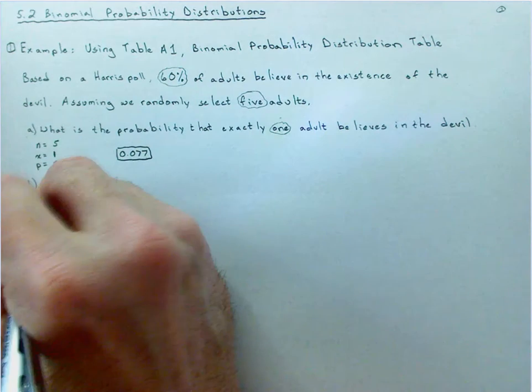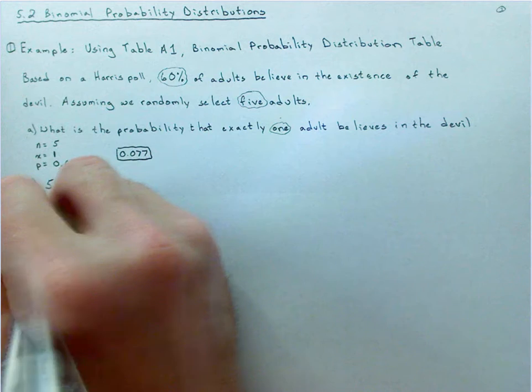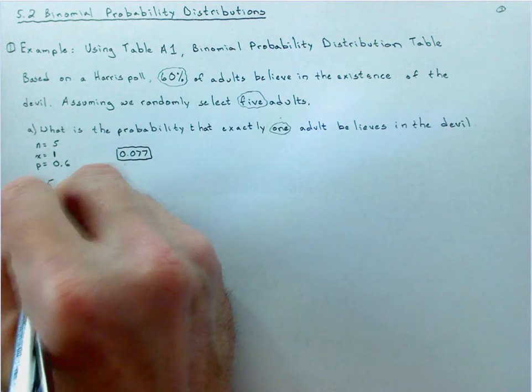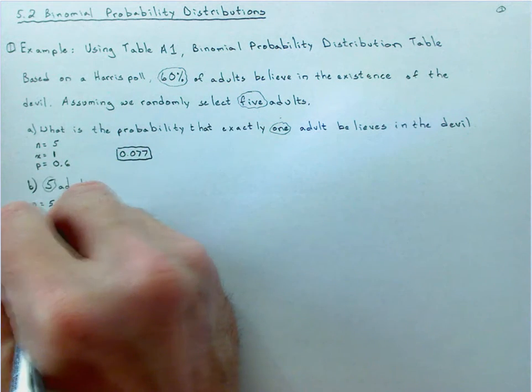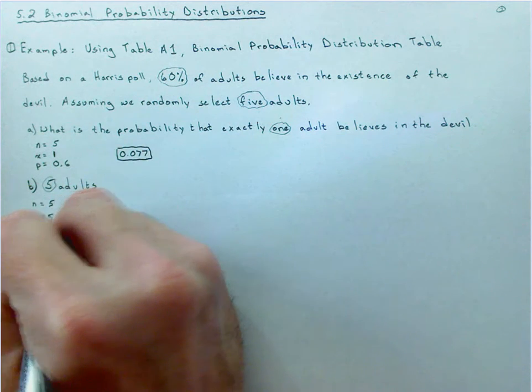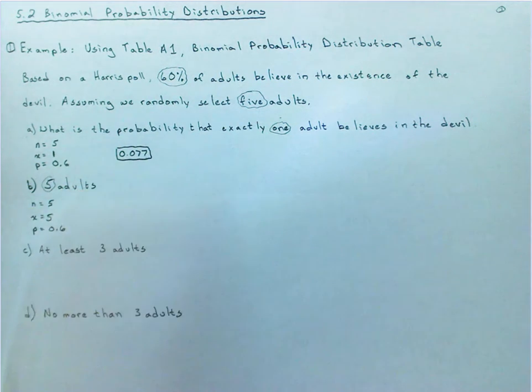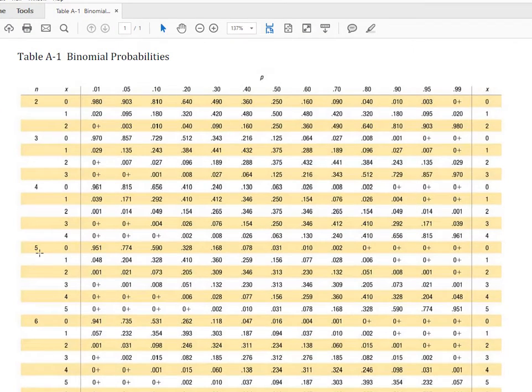Okay, now the next one is 5 adults. Well, I already know N. I know X because it gives it to me in 3. And my probability is 0.6. So there's my N value of 5, my X value of 5, and I scroll over to 0.6. And the answer is 0.078.